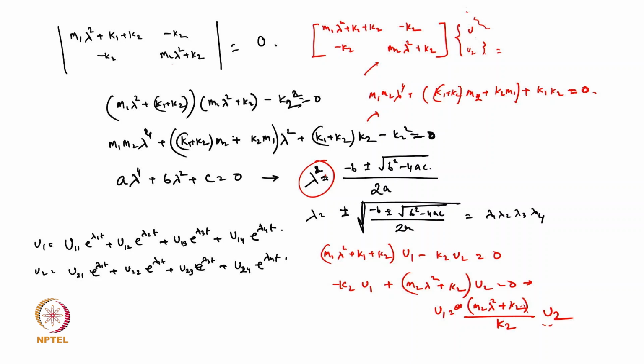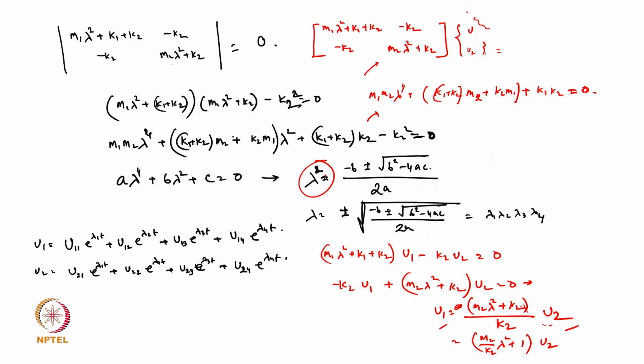So that gives an expression that u1 and u2 are related this way. Whatever the value of u2 you put, your u1 will be (m2 lambda square plus k2) divided by k2, or we can say (m2 by k2 into lambda square plus 1) times u2. Okay, any doubt? No doubt.